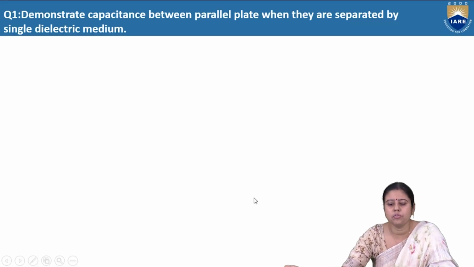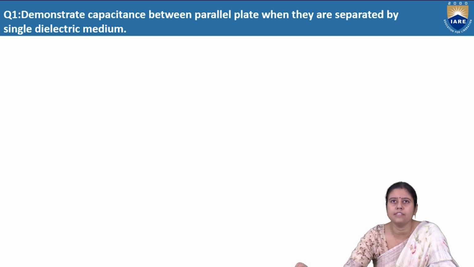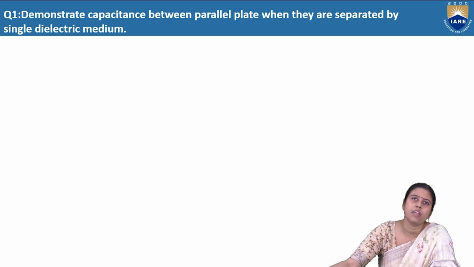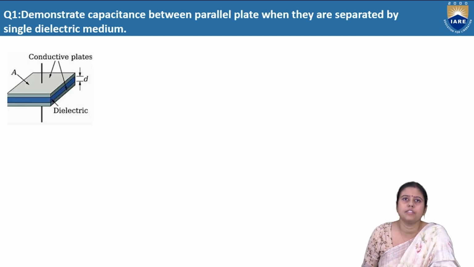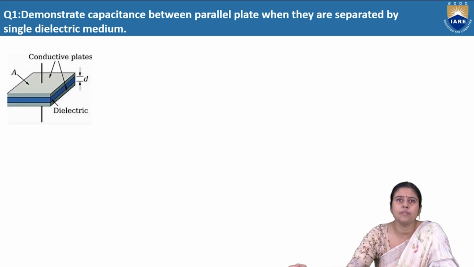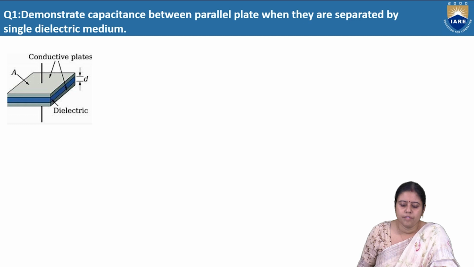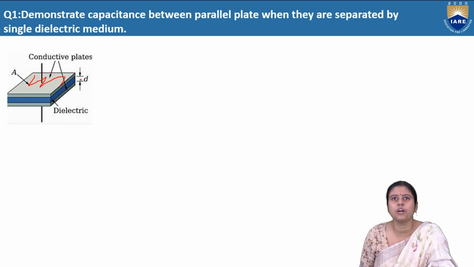First question, we will discuss what is the capacitance between the parallel plates when they are separated by a single dielectric medium. So we know what is a capacitor. We can see here, this is the one and this is the down. This is the blue one. This is the dielectric D. These are the conductive plates.